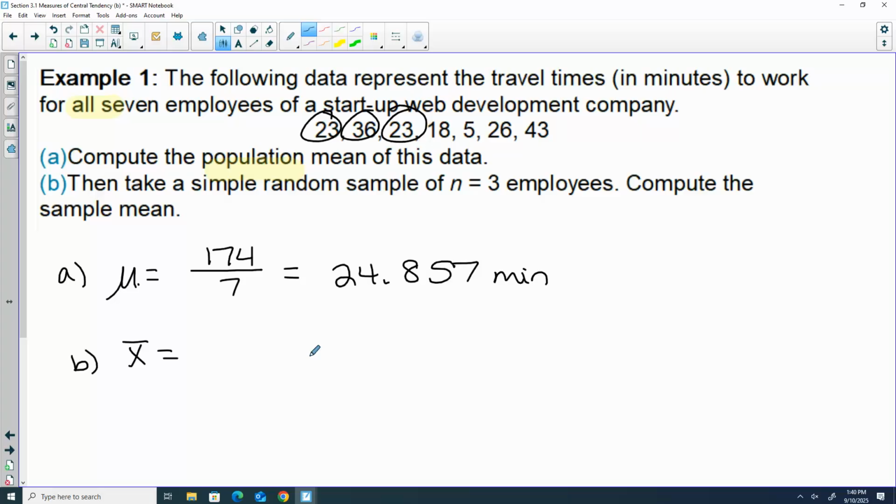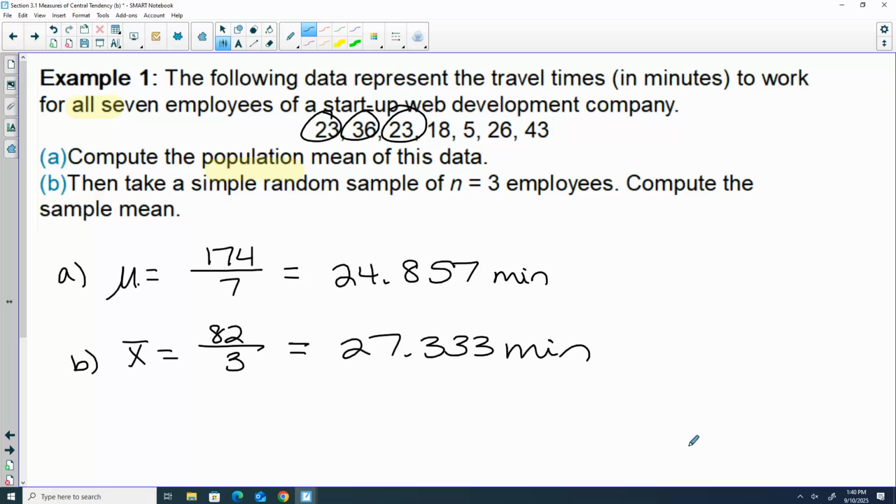46 plus 36. What would I divide by this? Add up the 23s, that makes 46. If I divide by 3 for the 3 employees, I get 27.3333. So those 3 have an average commute time of 27.3. If it's repeating 3s, do we have to put 3 of them? Or can we just put the bar over the top? You could put the bar over the top.